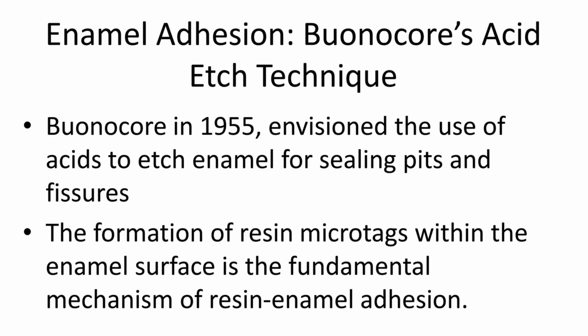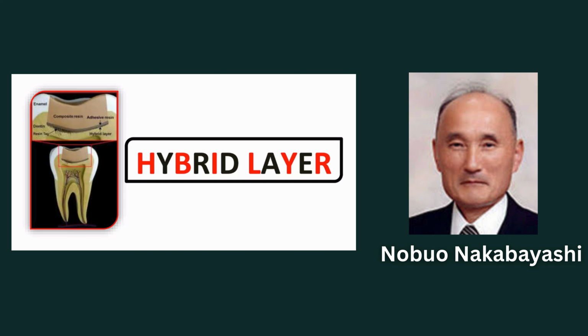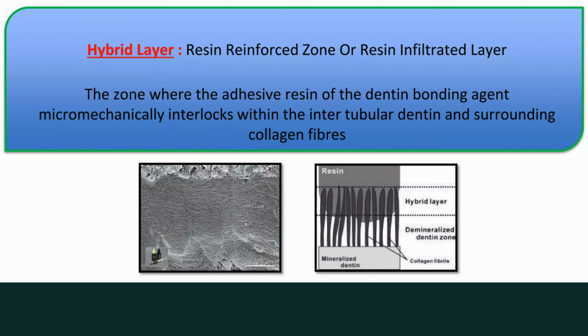Buonocore's acid etching concept. In 1955, Michael Buonocore demonstrated that treating enamel with phosphoric acid significantly improved the adhesion of acrylic resins. Acid etching created microporous enamel surfaces into which resin could penetrate, forming resin tags that provided mechanical retention. This discovery laid the foundation for adhesive dentistry and enabled the development of pit and fissure sealants and composite restorations. Hybrid layer discovery. A major milestone occurred in 1982, when Nakabayashi demonstrated that resin monomers could infiltrate acid-etched dentin and polymerize within the collagen matrix. This resin-reinforced zone, termed the hybrid layer, has been recognized as the primary mechanism of dentin bonding.